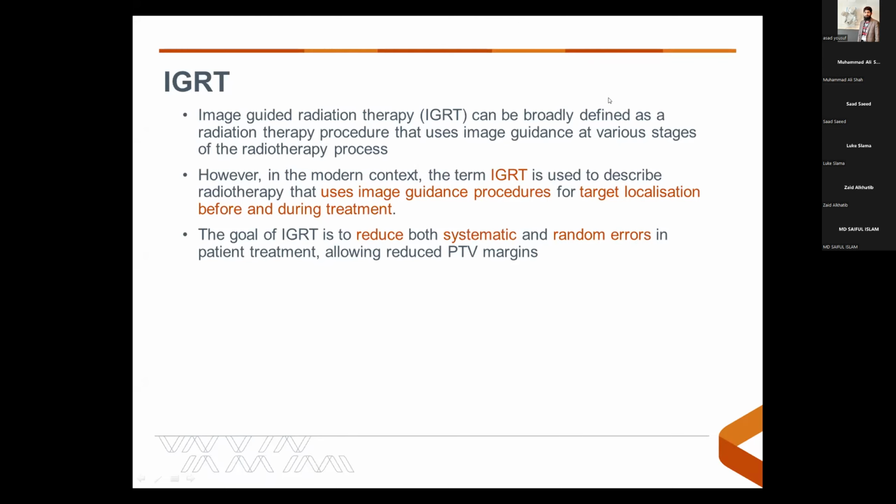Thanks, Ed. All right. So IGRT can broadly be defined as a radiation therapy procedure that uses image guidance at various stages of the radiotherapy process. But in the modern context, we use this term to describe radiotherapy that uses image guidance procedures for target localization before and during treatment. The goal is to reduce both systematic and random errors in patient treatment, allowing reduced PTV margins.